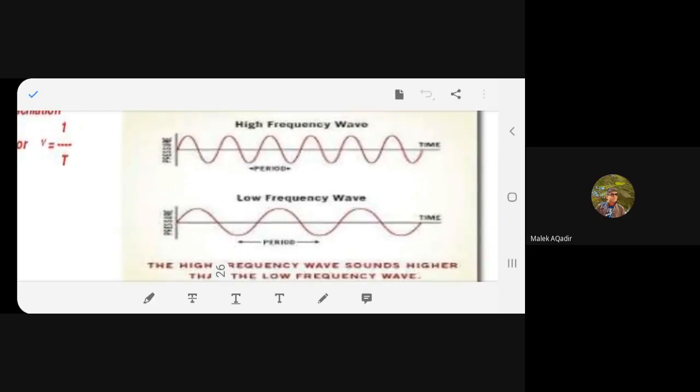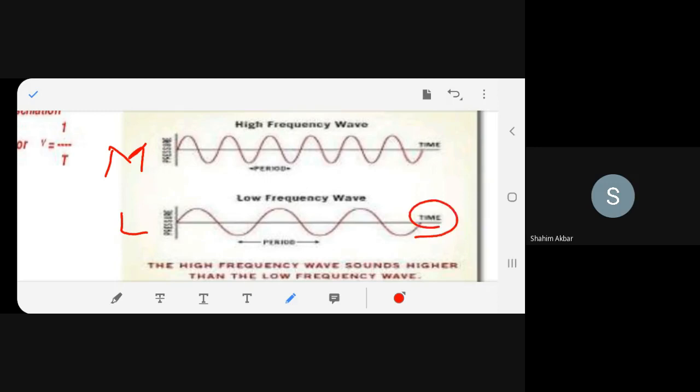Now you can see if I say high frequency waves, can you see the number of waves is more over here and the number of waves is less over here? Yes or no? Got it? The time is the same, but how many oscillations is it taking? Can you see this? It is more, and the time is the same. See, this is the time. Can you see it over here?